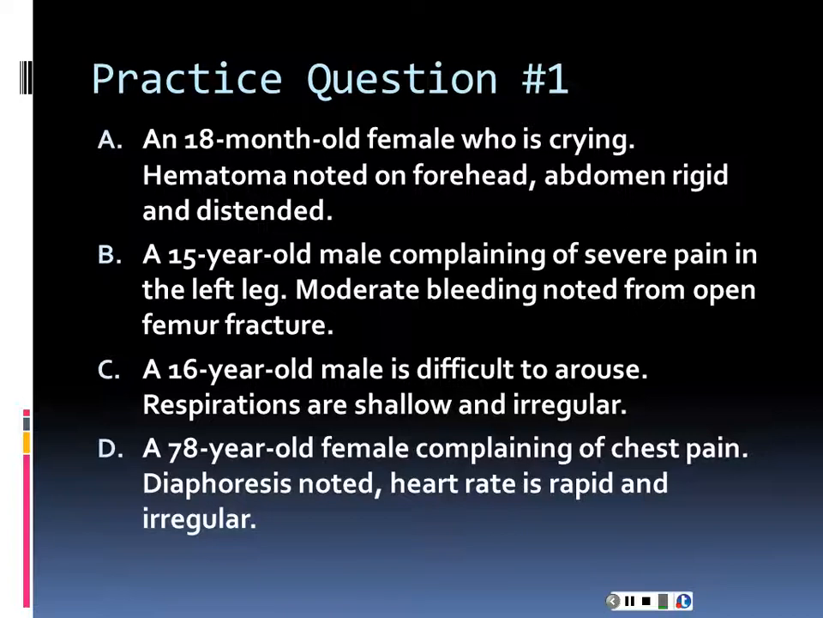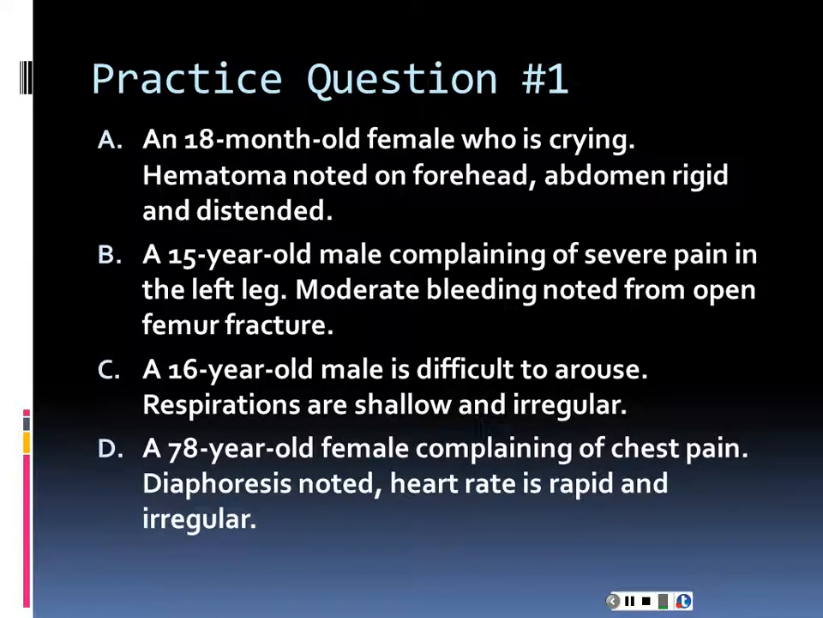Okay. So A looks like a circulatory problem to me. A rigid and distended abdomen indicates that perhaps there is abdominal bleeding. So that looks circulatory to me. B I've already eliminated. It's not an ABC problem. Even though there's a little bit of bleeding, it's not as bad as some of the others.